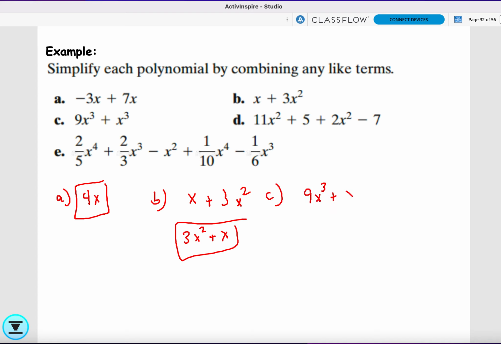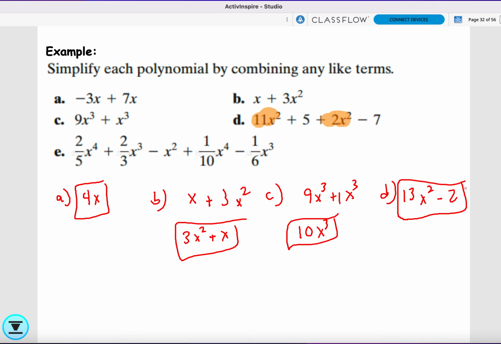9x cubed plus x cubed. There's a 1 here we don't see, which is just 10x cubed, and we're done. For D, we can combine the x squares. So 11x squared plus 2x squared is 13x squared. 5 minus 7 is minus 2, and we're done with D.